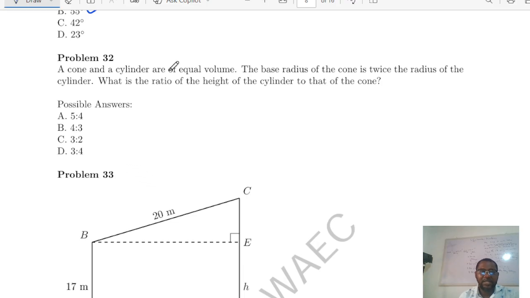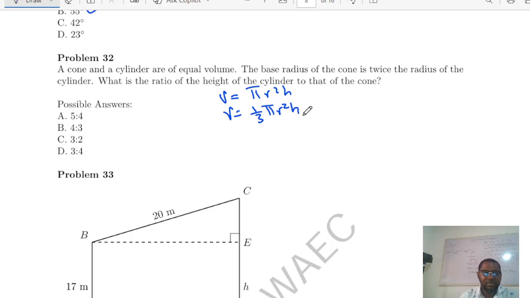Now, a cone and a cylinder are of equal volume. The base radius of the cone is twice the radius of the cylinder. What is the ratio of the height of the cylinder to that of the cone? Okay. The volume of a cylinder is pi r squared h. The volume of a cone is 1 over 3 pi r squared h. Yeah, 1 over 3 base area times height.